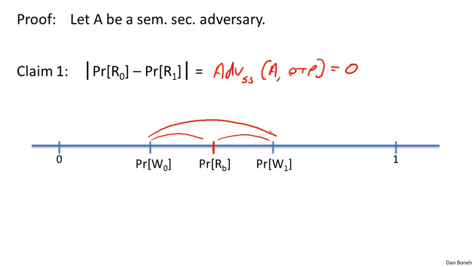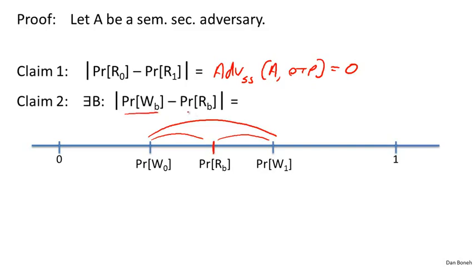The way we do that is using a second claim. Now we're interested in the distance between the probability of Wb and the probability of Rb. We'll prove the claim in a second; let me just state it. The claim says that there exists an adversary B such that the difference between these two probabilities is the advantage of B against the generator G, and this holds for both values of b. Okay, so given these two claims, the theorem is done, because what do we know?